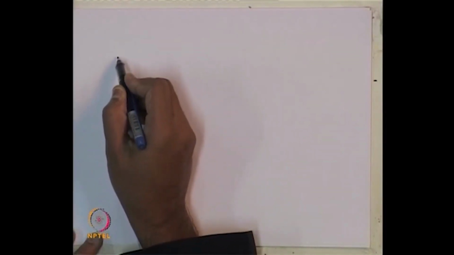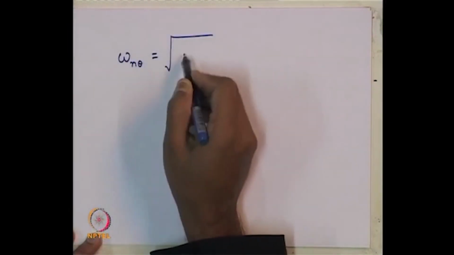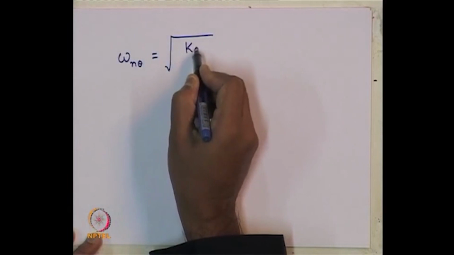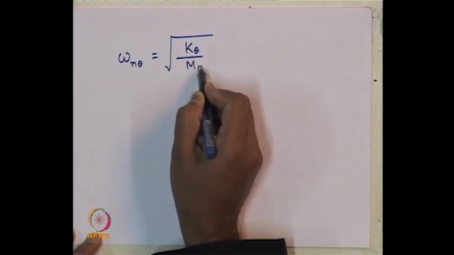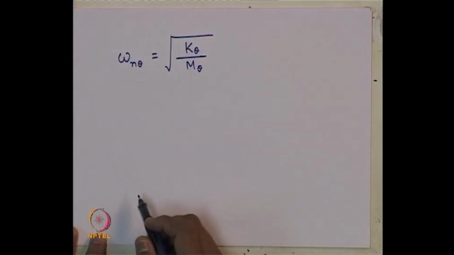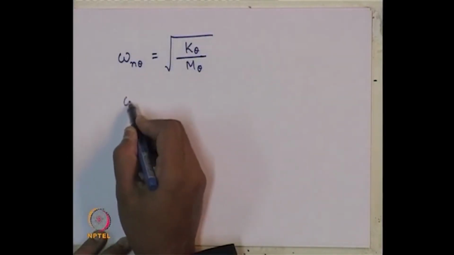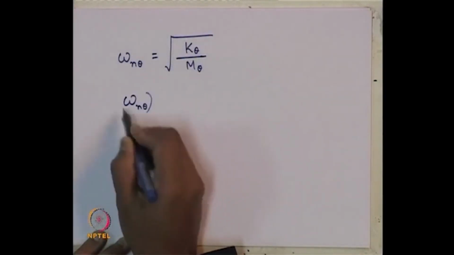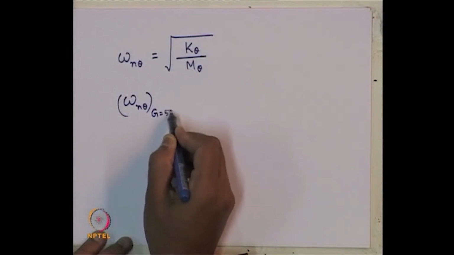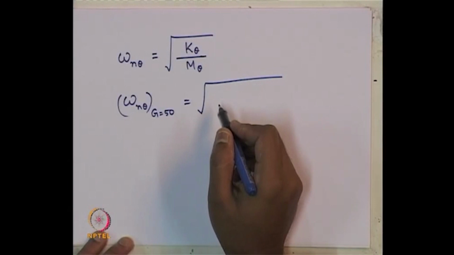Now, the next step is to calculate the natural frequency. So, omega n theta can be calculated using k theta by m theta, that is torsional spring constant by mass moment of inertia with respect to torsion. So, omega n theta for G equals 50, first type of soil, will be k theta for the first type of soil. How much did we get?